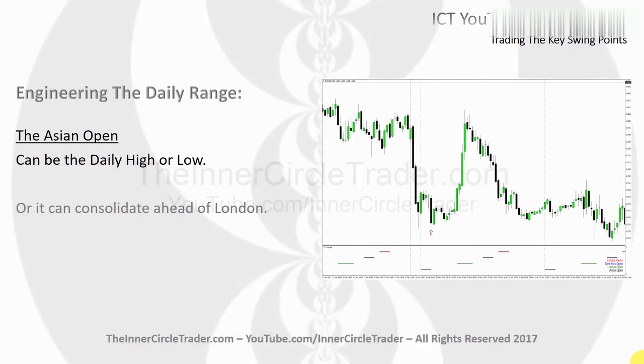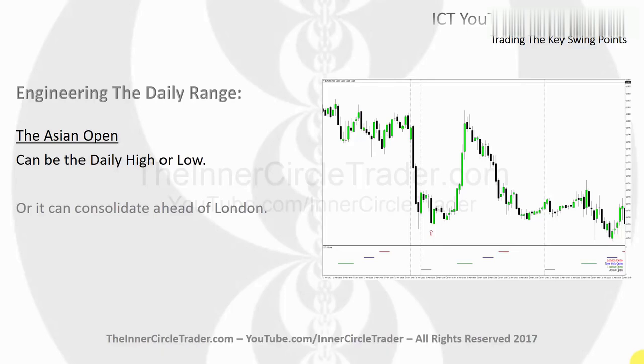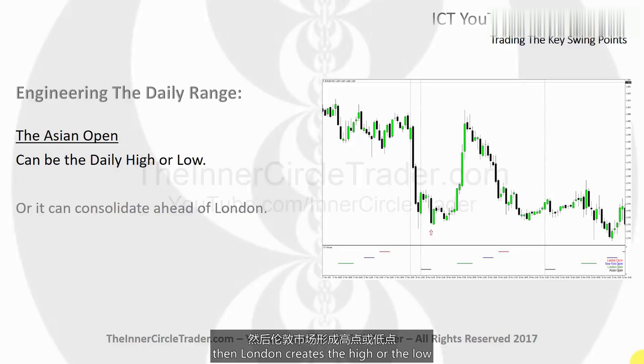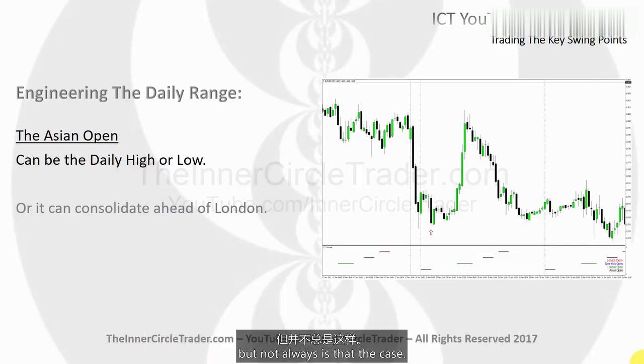Now, obviously, I teach with Power 3 that the general rule of thumb is that Asia is a consolidation, then London creates the high or the low of the daily range. New York is part of the expansion, and then London Close creates the higher low of the day or the opposite end of the range that's formed in London. But not always is that the case.